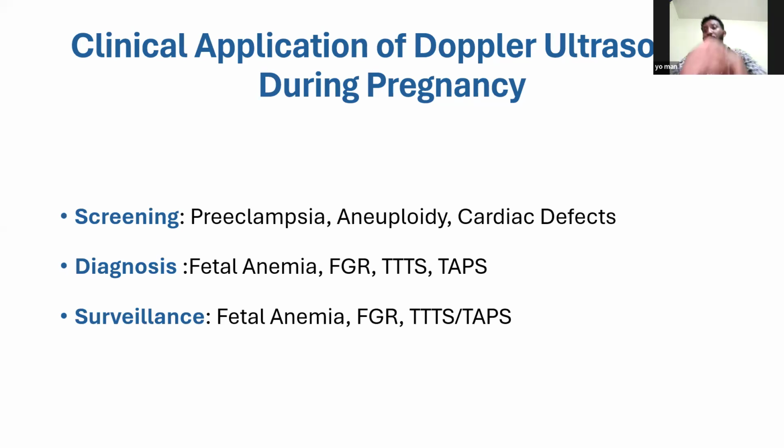Finally, let's talk about the clinical application of Doppler ultrasound during pregnancy. In the screening phase, we will screen for preeclampsia, aneuploidy, and cardiac defects by uterine artery and ductus venosus assessment. This will help in diagnosis of fetal anemia using the MCA, and fetal growth restriction using the umbilical artery. It will also give additional information beyond grayscale ultrasound in pathology such as TTTS, twin anemia, and polycythemia sequelae, okay?